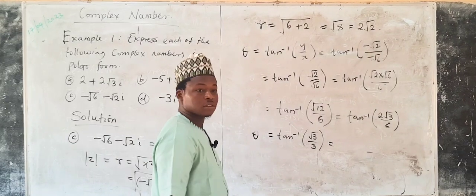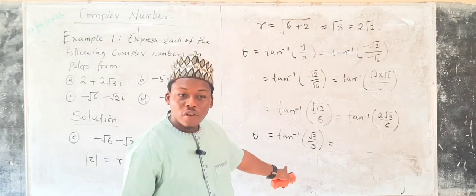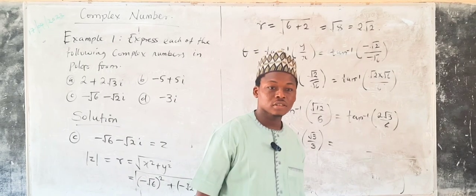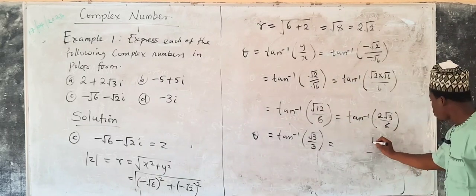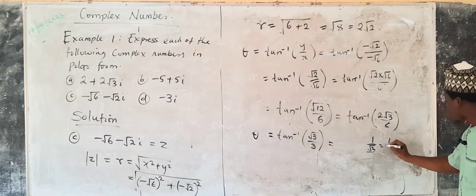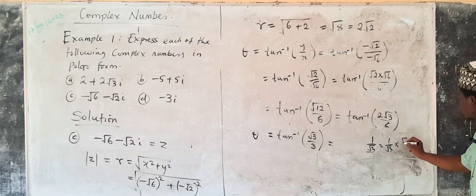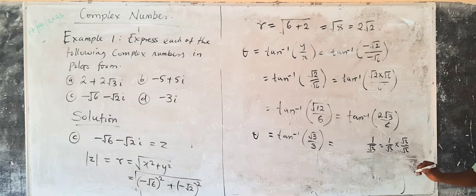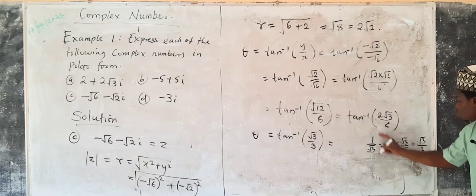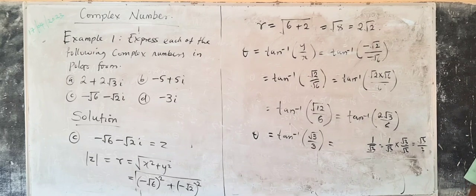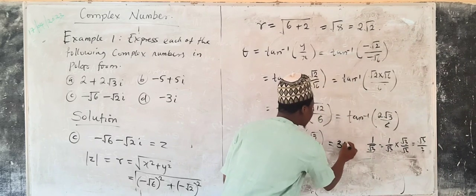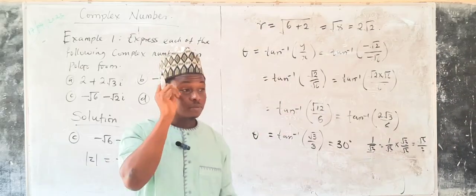Root 3 is 60. Then this is 1 over root 3, which is 30. Because root 3 over 3 is the same thing as 1 over root 3. When you rationalize, you have 1 over root 3 times root 3 over root 3, which is root 3 over 3. So 1 over root 3 is the same thing as root 3 over 3. So if tan inverse of root 3 is 60, then tan inverse of 1 over root 3 is 30. So here is what? 30 degrees. Alright.